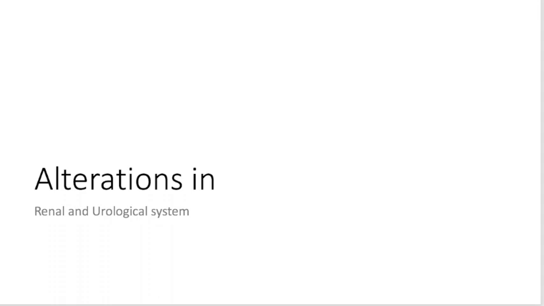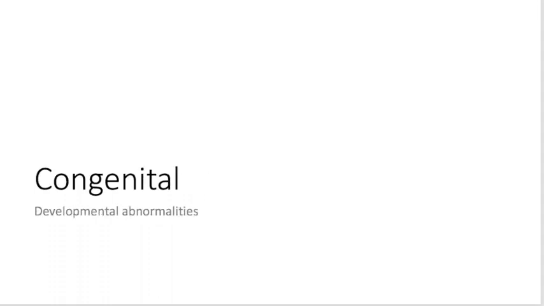Alterations in the renal and urological system. I'm going to look at congenital abnormalities or developmental abnormalities. So this would be seen in your pediatric population. Congenital abnormalities of the kidney and urinary tract occur in about 1% of newborns, and the structural abnormalities can range from minor to severe. Some of them are actually incompatible with life.